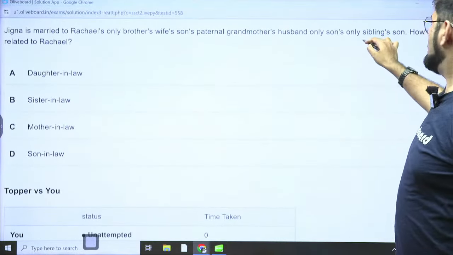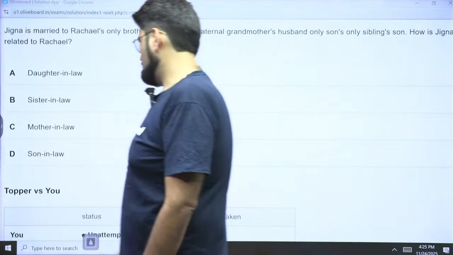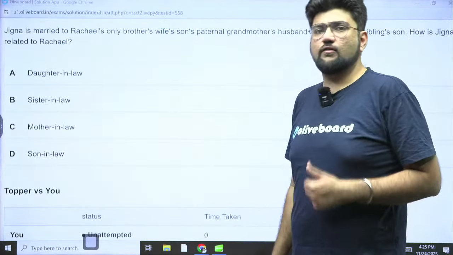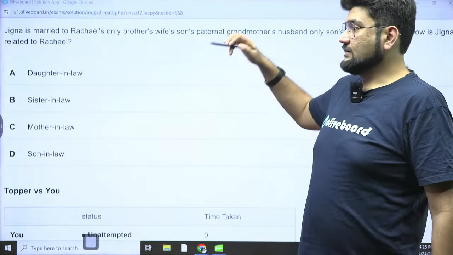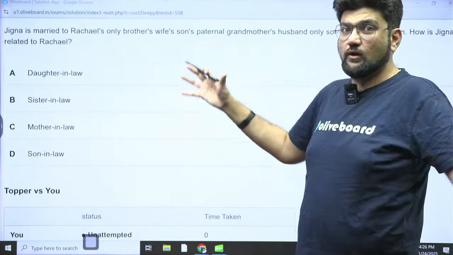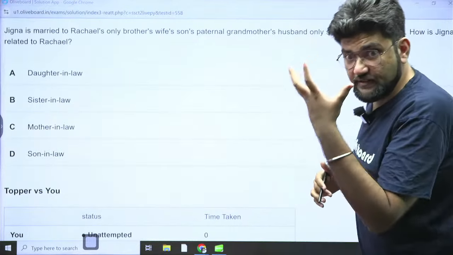Jigna is married. See, now one request I would like to make to you. Some people will become masters at blood relations. When you are going through these questions, I would request you, if you are reading, try to understand or try to draw that image in your head only. Don't even use a pen. Wherever you find the questions are simple, that will save even more of your time.